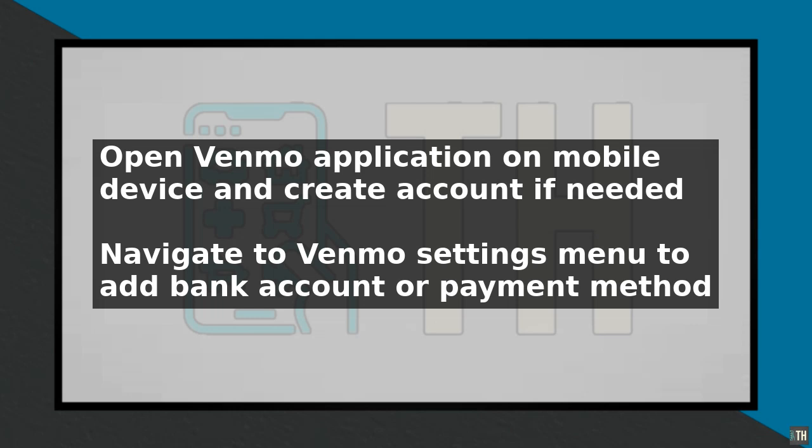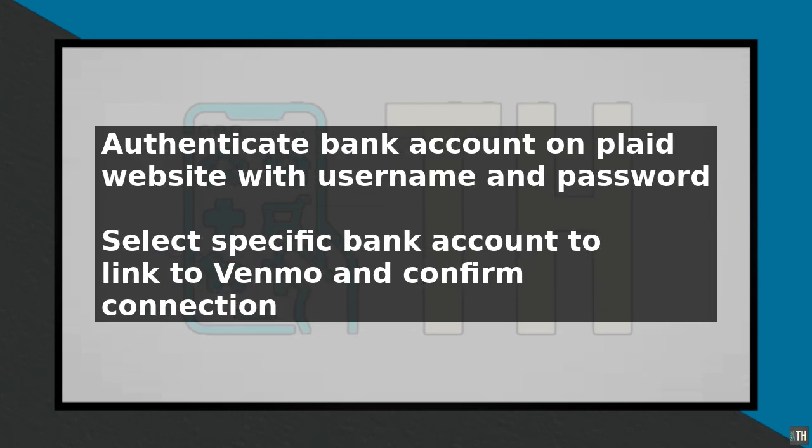Venmo will then prompt you to search for your bank. Type in the name of your bank and select it from the list of available banks. You will be redirected to the Plaid website, where you will be asked to enter your bank login credentials. Enter your username and password to authenticate your bank account. Once you have authenticated your bank account, Plaid will connect your bank account to Venmo.